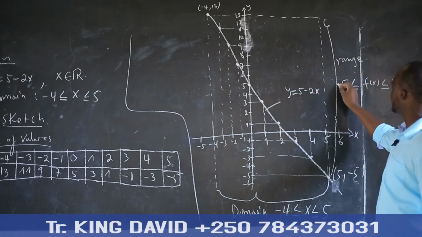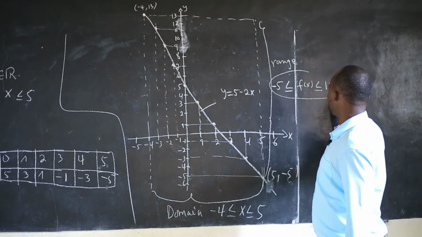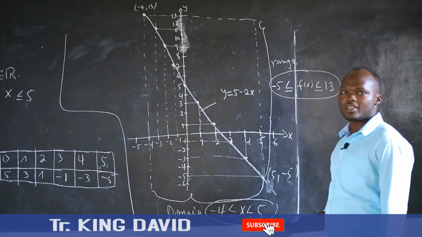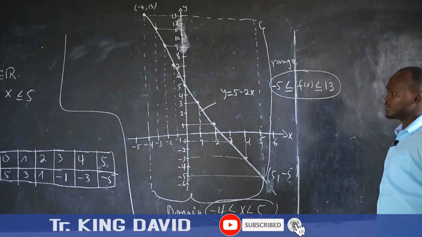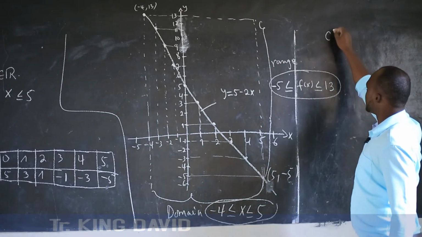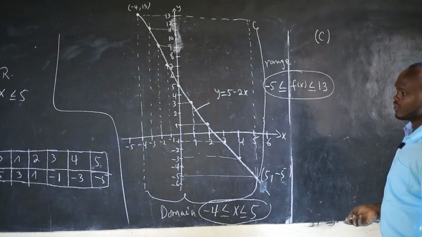That's the real range. You see, the graph can help you get the range and it can help you get the domain. Sketching can help you get range and domain. So, to answer C: C is saying write down the range of the function.